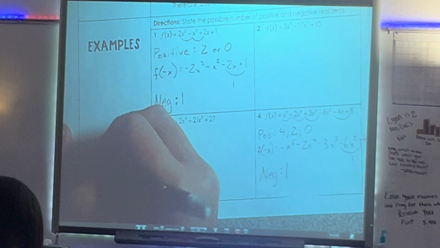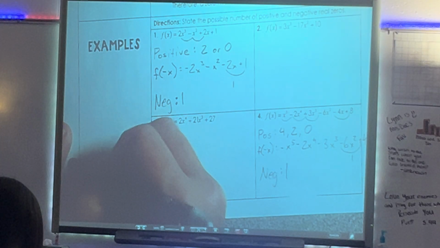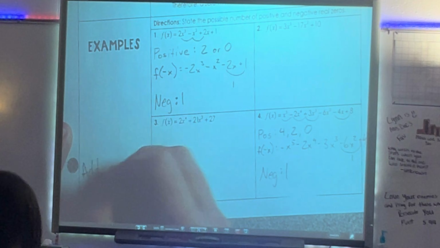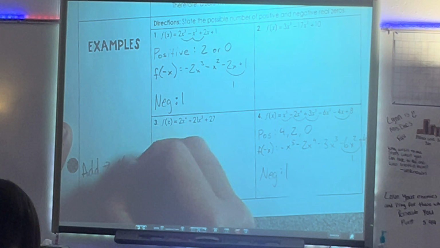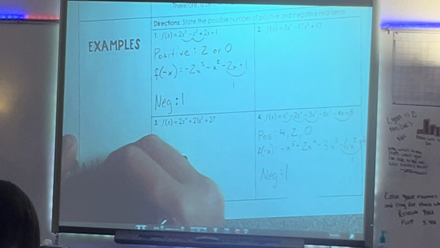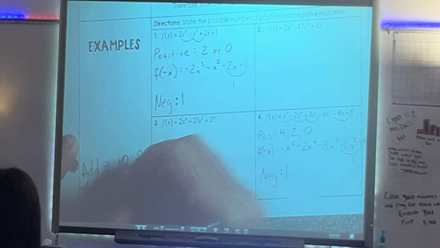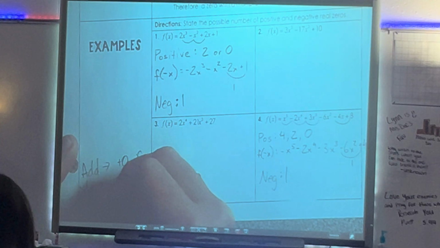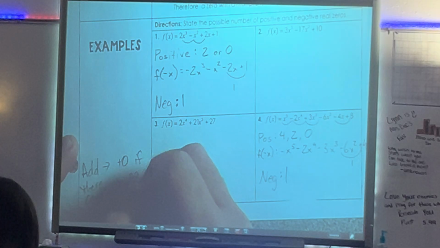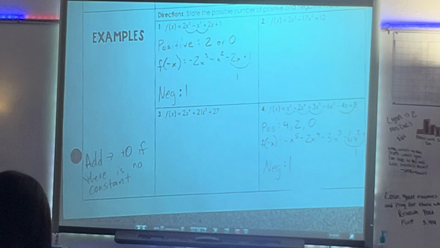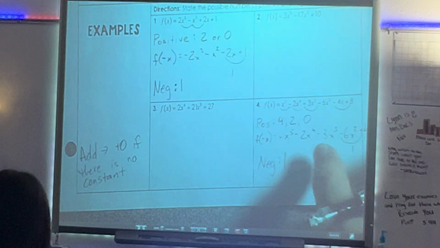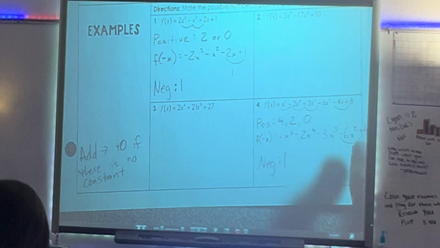Quick note, add a plus 0 if there is no constant, because that would account for a sign change, so we do have to make sure we verify. Alright, okay there? Yes, no?